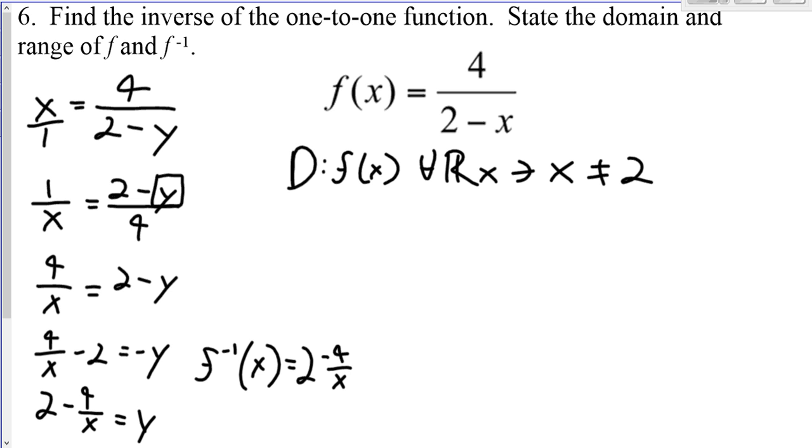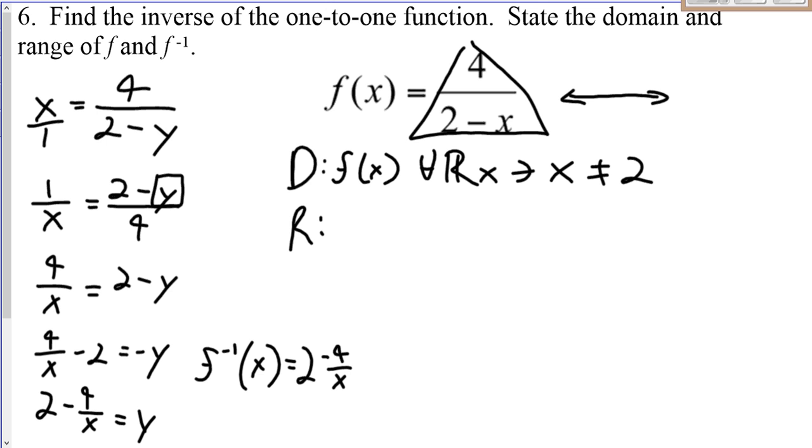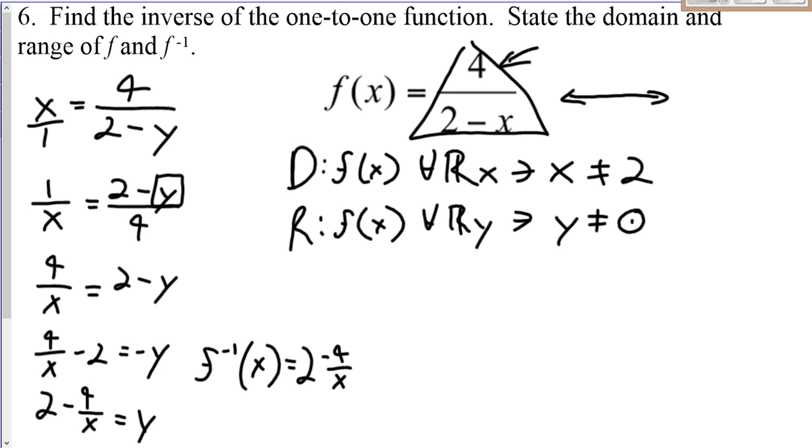Okay, so my range, I've got to think about my rational functions. This is going to be bottom heavy here. So that means it has a horizontal asymptote at 0. So there's nowhere that this can be 0. So the range of f of x is going to be for all real y's such that y cannot be equal to 0, because we're not going to be able to get 0 in there, because we don't have a factor with an x up top there.